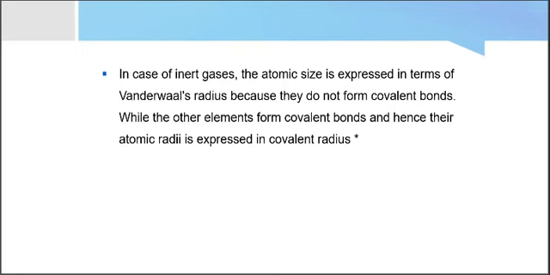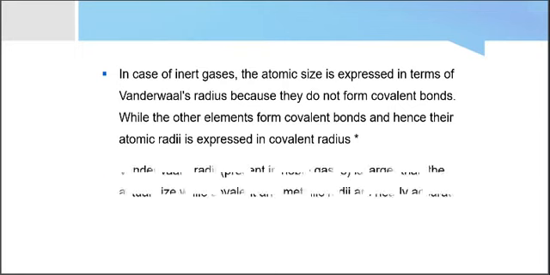So its radius is expressed in terms of van der Waals radius, while the other elements which are in the same period, they form covalent bonds or ionic bonds. So it is either covalent radius or ionic radii.